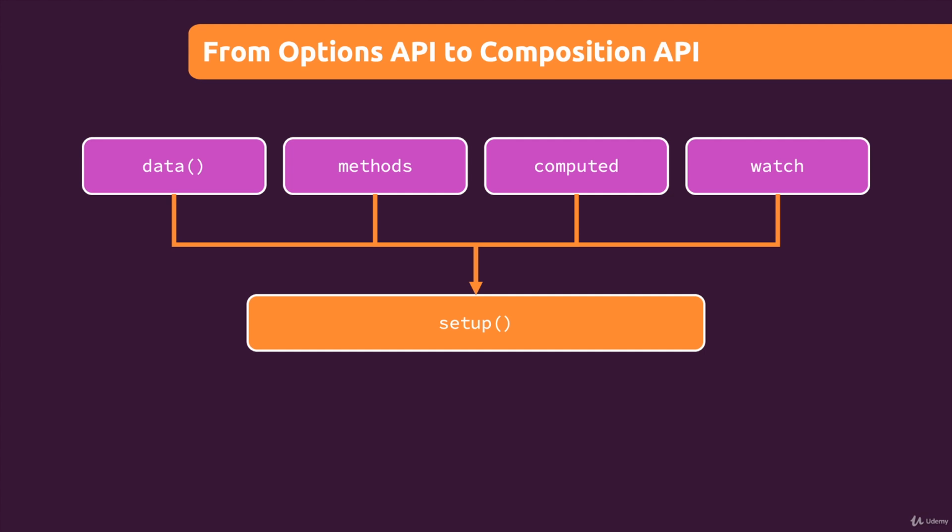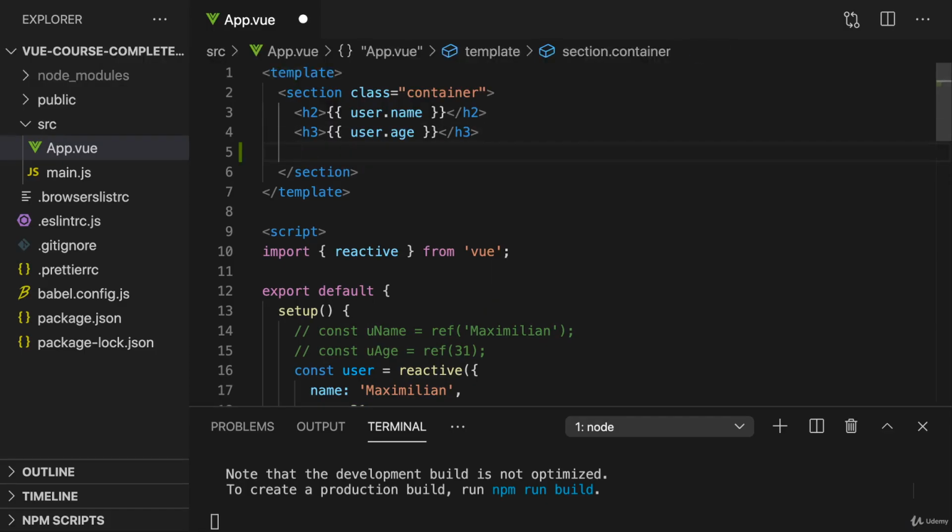We learned that the data that's managed with the data option can be replaced with ref and reactive. Now we also have methods, computed and watch, which I mentioned would be replaced. So let's now move on to methods here. For that, let's say we have a button here on this page, and it will be a simple button with no particular styling. And there I'll say change age.